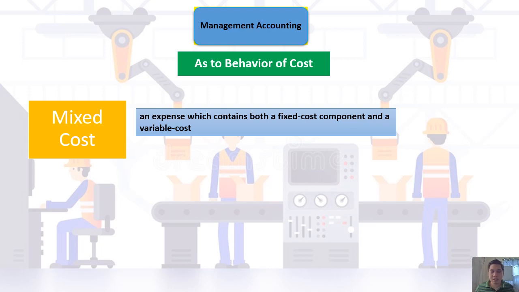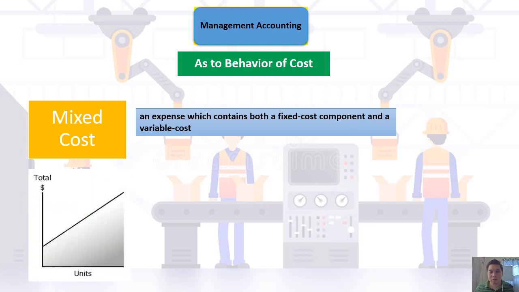So yung iba ang tawag dyan semi-variable, yung iba naman tinatawag semi-fixed. Pero pwede rin naman silang tawaging mixed cost. So in management accounting kasi crucial na ihiwalay si variable cost tsaka si fixed cost. So as you can see on the graph, ganito po yung itsura ng mixed cost natin.